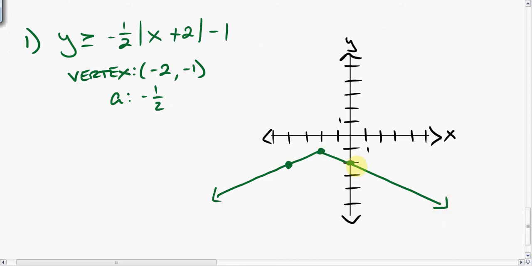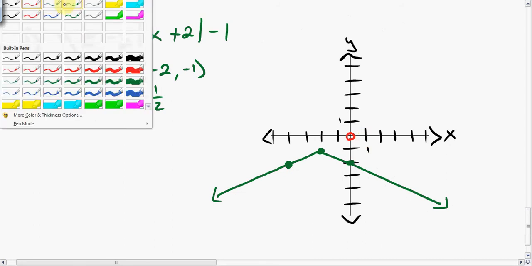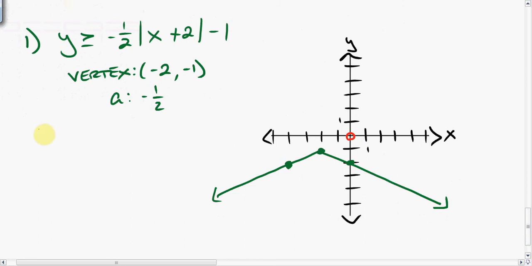So the last step is shading. Once you get that graphed, I'm going to go to my favorite point because I can, 0, 0. Same rule applies here: you can't use a point that falls on the actual graph of your inequality. You've got to find one either outside or inside the V. 0, 0 falls outside, so that's what I'm going to use. My test point will be 0, 0.